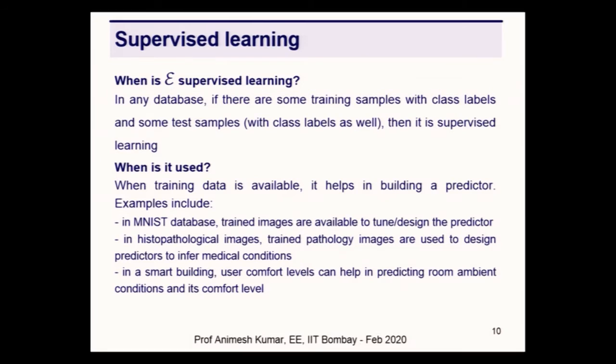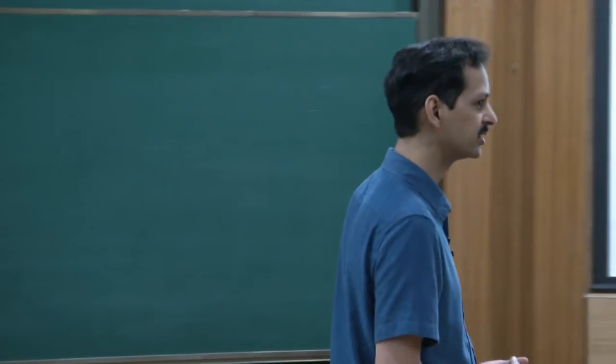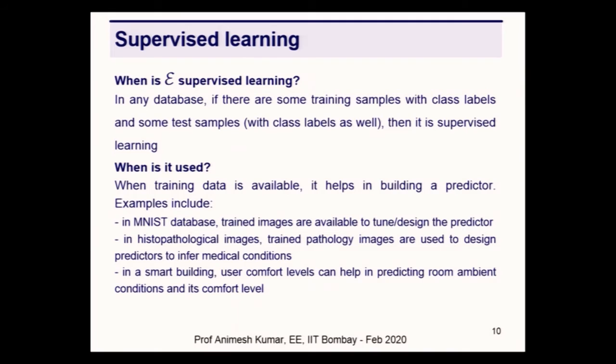All right. So those are the class labels, and then some test samples are given, so that once you build your predictor, you apply it on the test samples to see whether it is doing its job properly or not. So when would you use it? Whenever training data is available. If you have experimental resources to collect sufficient training data, then it may help you in building a predictor. We have seen one example already, the MNIST dataset, where labeled images are available to tune or design a machine learning predictor.